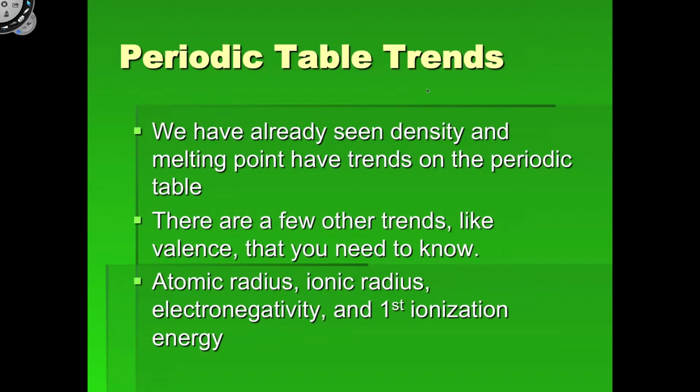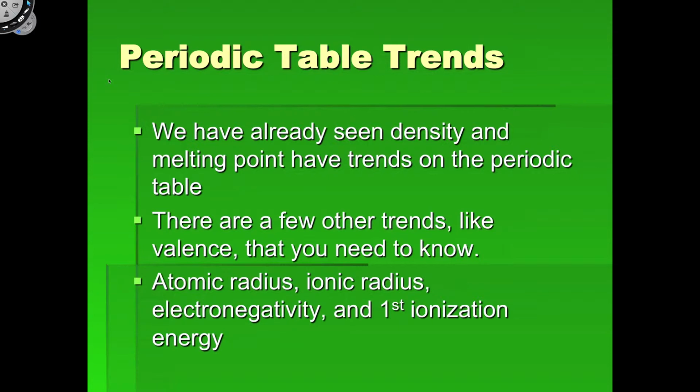We've already been talking about trends, but now we're going to talk about a few more trends at the very end here. First off, valence. We know that it increases from left to right, and we know that it goes from 1 up to 8. We skip the transition metals, so it increases from left to right. It doesn't change going down a column.